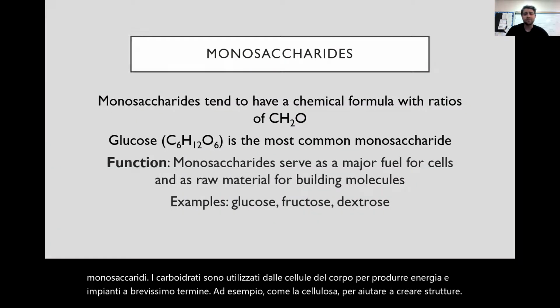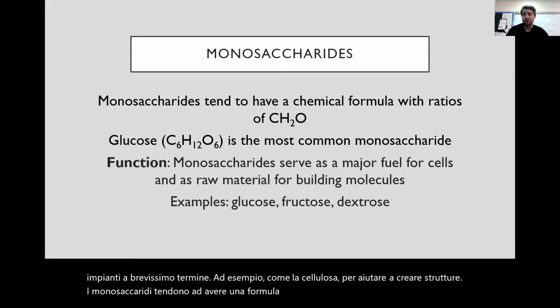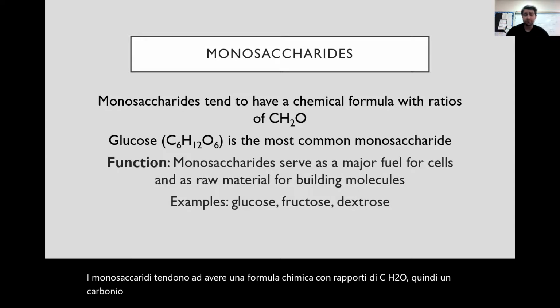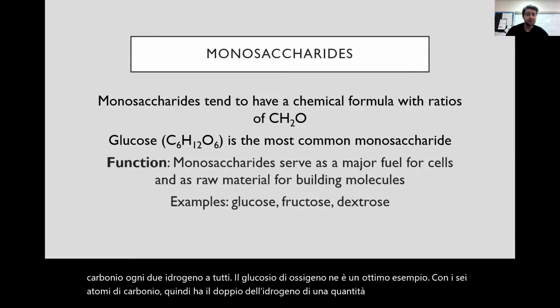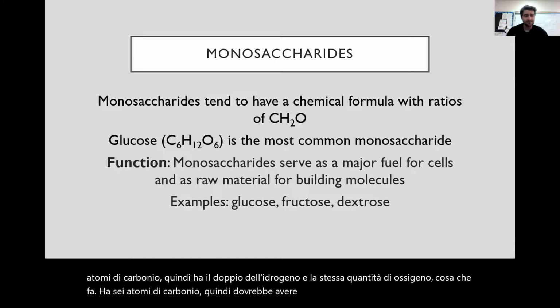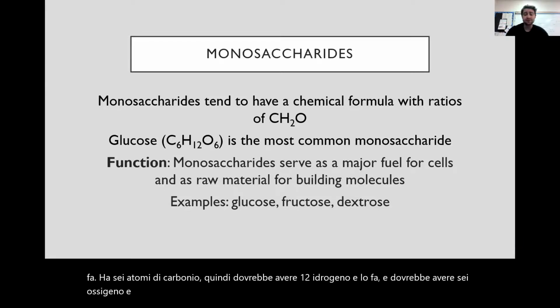Monosaccharides tend to have a chemical formula with ratios of CH2O, so 1 carbon to every 2 hydrogen to every 1 oxygen. Glucose is a great example of that with 6 carbon, so it has twice as many hydrogen and an equal amount of oxygen, which it does. It has 6 carbon, so it should have 12 hydrogen, and it does. And it should have 6 oxygen, and it does. C6H12O6. Another term for CH2O is a simplified formula or an empirical formula.